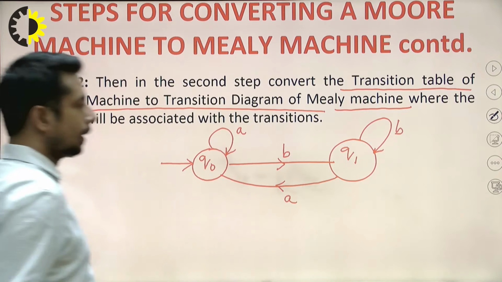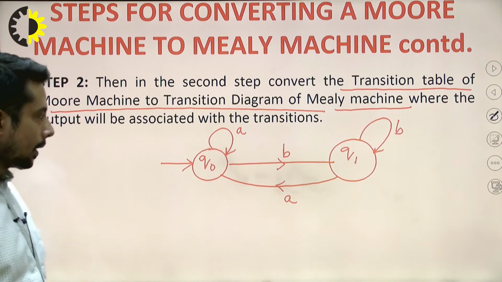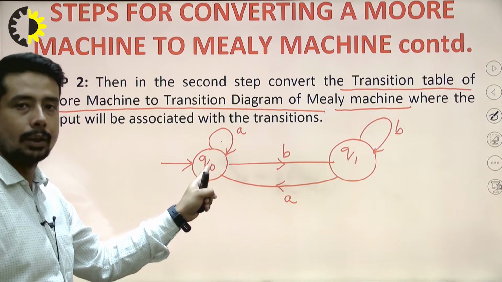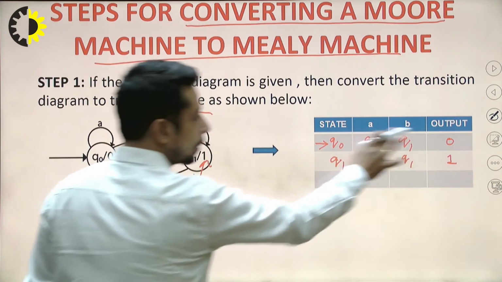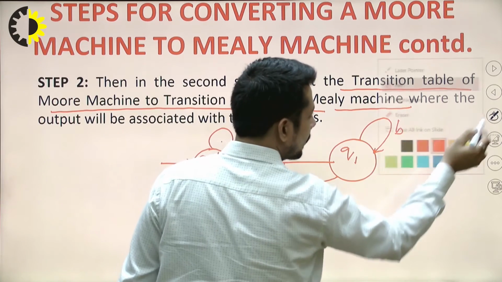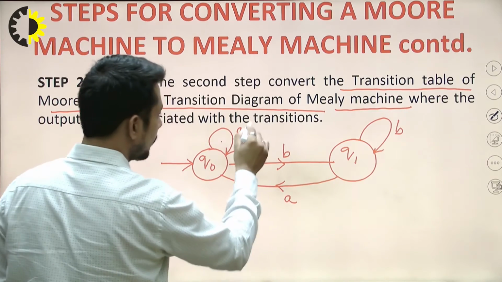I have drawn it. Now how to find out which transition is coming on which one? See, A is the transition entering where? Q0. What is the output of Q0? Output of Q0 is 0. So I will not write here, sorry. I will be writing over here.